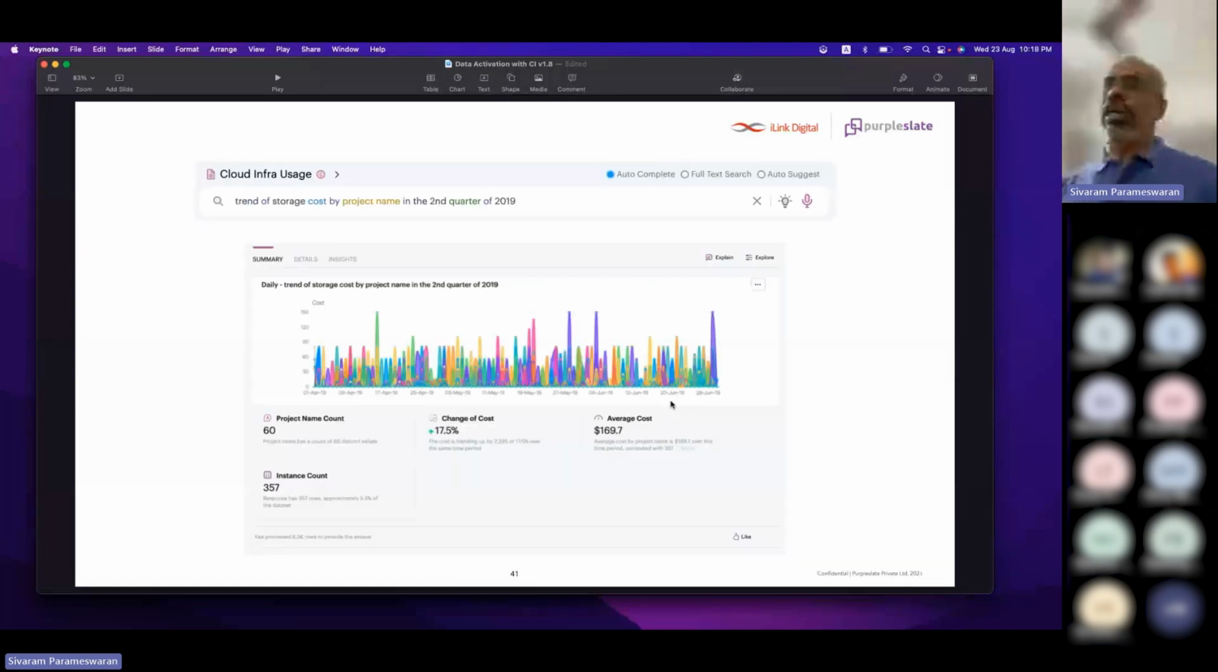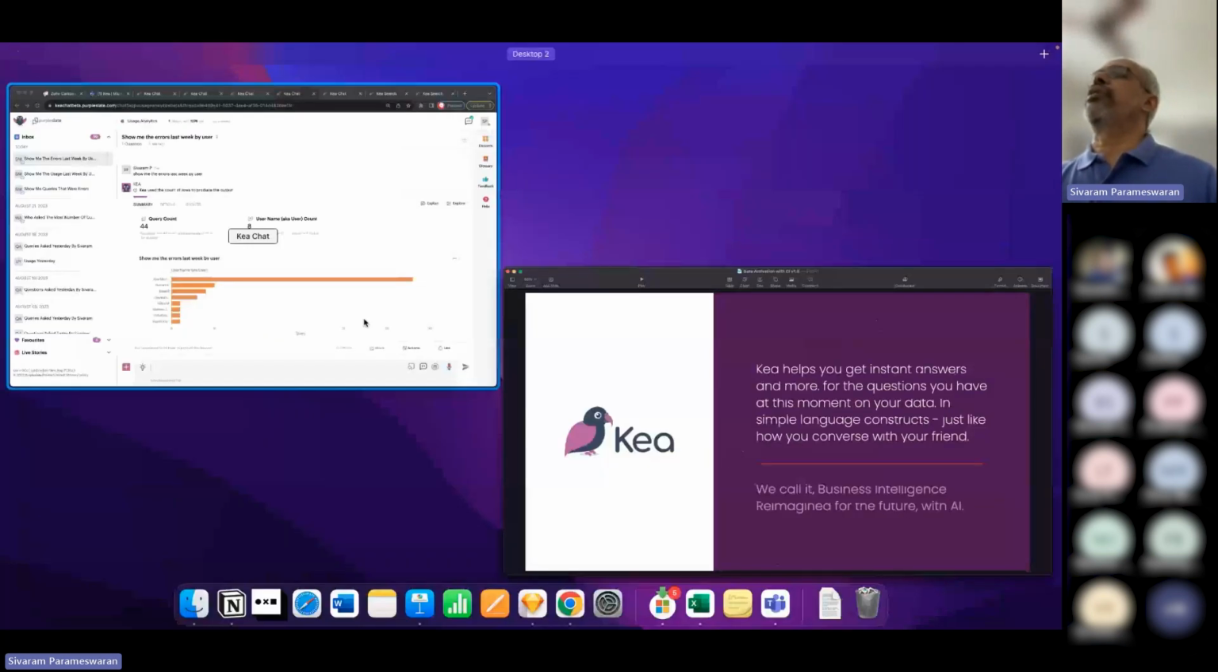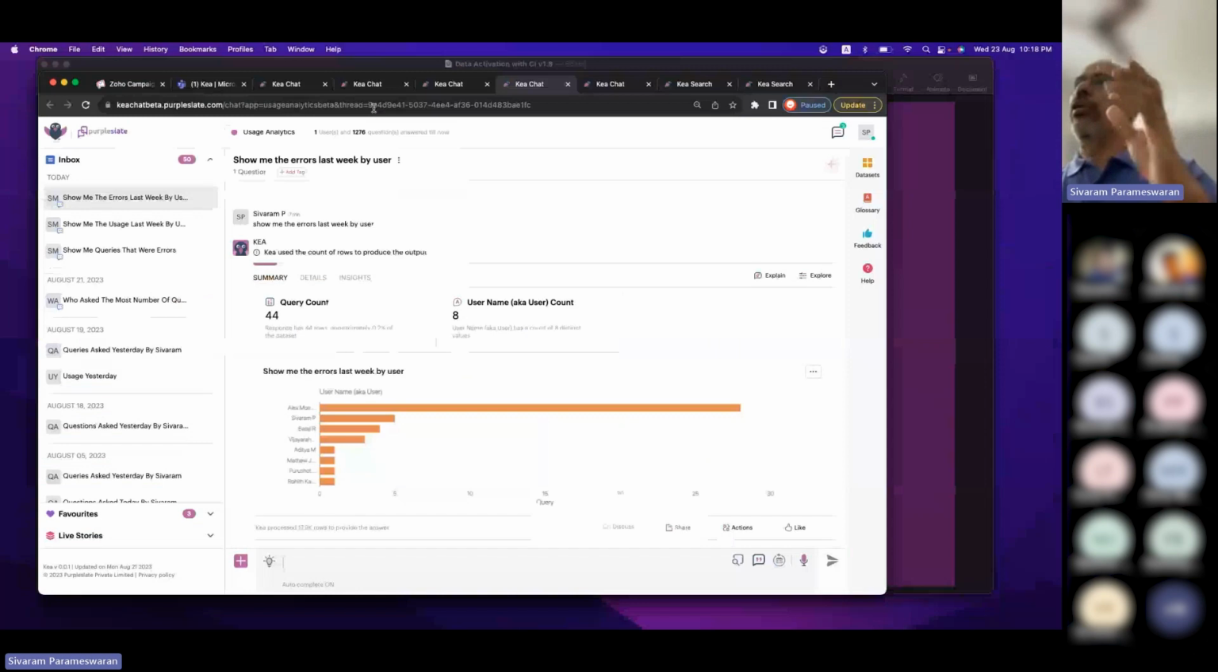So what does it do? I gave a lot of examples. It just lets you ask questions in simple English. So what exactly is the platform? It helps you get instant answers, and it uses language constructs to do a lot more. Like the examples I showed you, one is asking questions, another is taking actions. Let me show you another one. Say I have something around logistics, right?